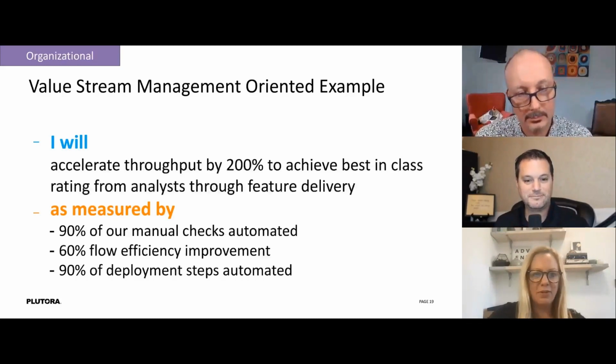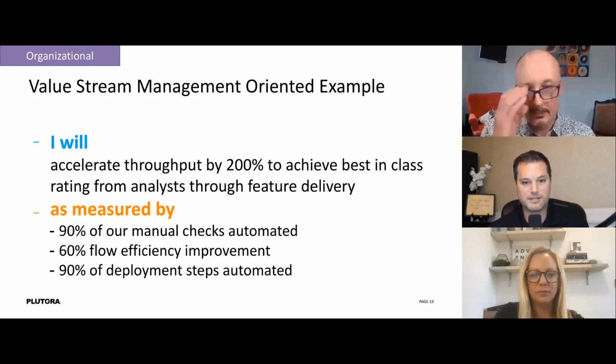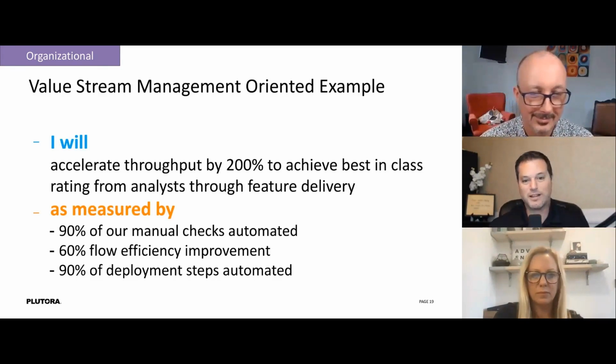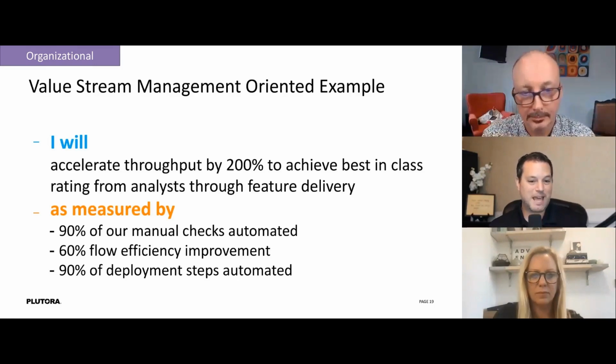Do we look at another one? Do you want to talk us through this one, Jeff? Sure. So accelerating throughput by 200%. Basically, I want to double my speed, or double the amount of stuff through the pipe. And I want to achieve a best-in-class rating from analysts through feature delivery. And I'll measure that by 90% of our manual checks are automated, that being one of the biggest blockers in the process, or 60% flow efficiency improvement.